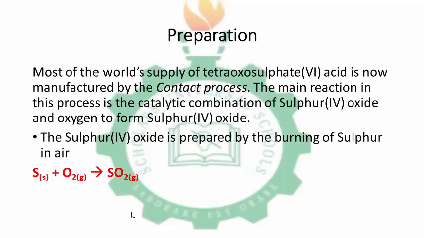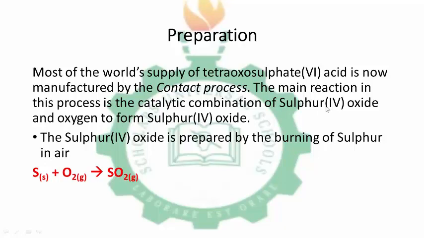Now, preparation. Tetraoxosulfate 6 acid is prepared by what we call the contact process. The main reaction in this process is the catalytic combination of sulfur 4 oxide and oxygen to form sulfur 6 oxide. Please take note that this should be sulfur 6 oxide, that is SO3.